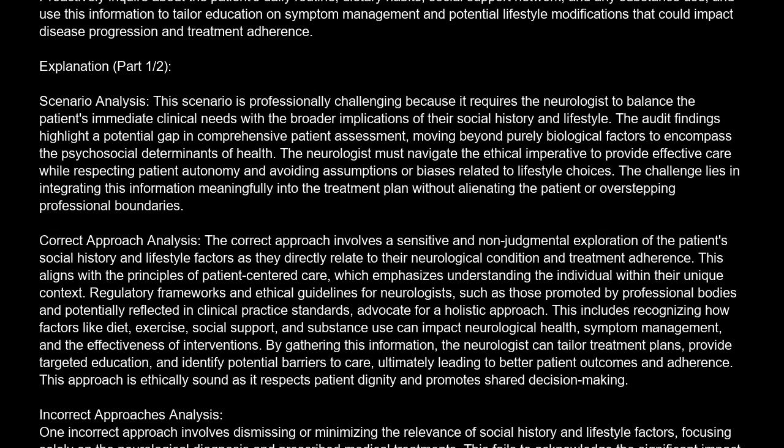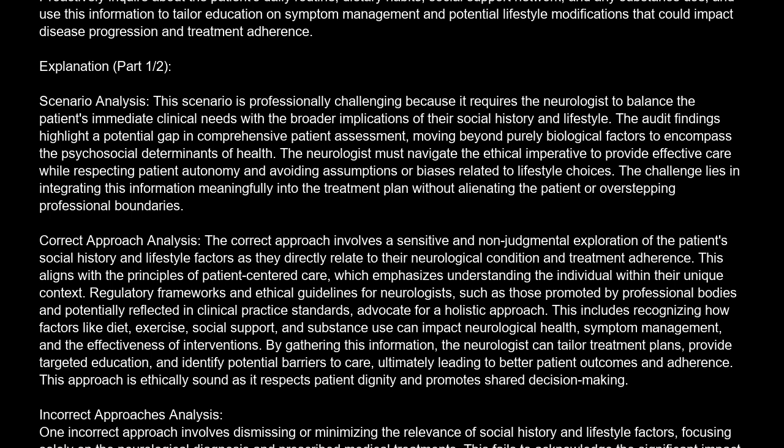The correct answer is A. Proactively inquire about the patient's daily routine, dietary habits, social support network, and any substance use, and use this information to tailor education on symptom management and potential lifestyle modifications that could impact disease progression and treatment adherence.